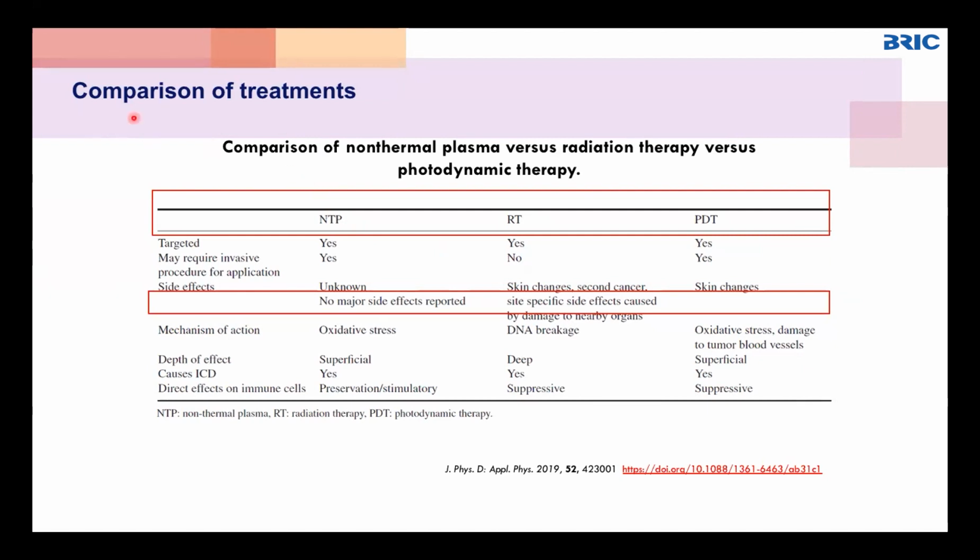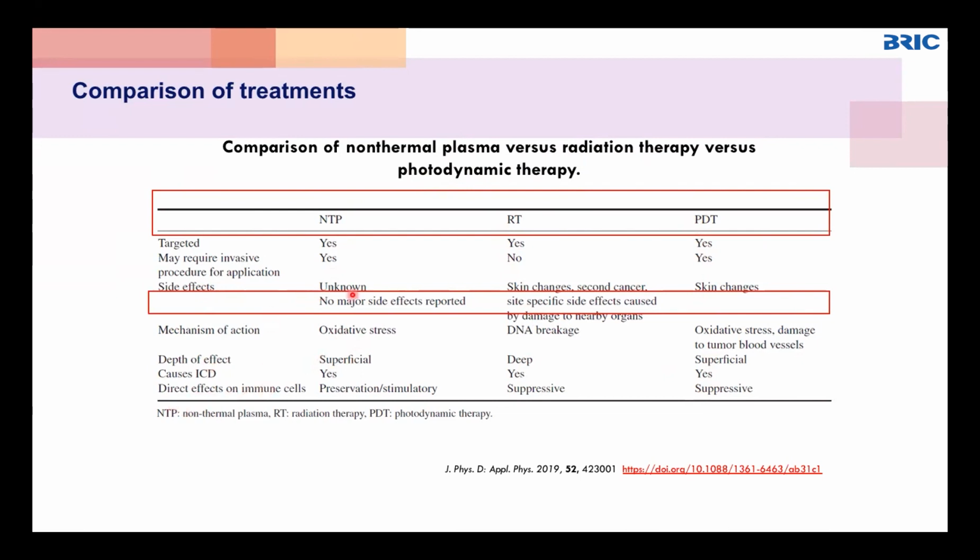So in this slide, I am showing you the comparison of non-thermal plasma with radiation therapy, and a comparison with photodynamic therapy. So we compared all these three things: non-thermal plasma, radiation therapy, and photodynamic therapy. You can see here non-thermal plasma properties, radiation treatment properties, and photodynamic therapy, or PDT, properties. So mainly we compared many things, but two things were major: one is side effect, and one is direct effect on the immune cells.